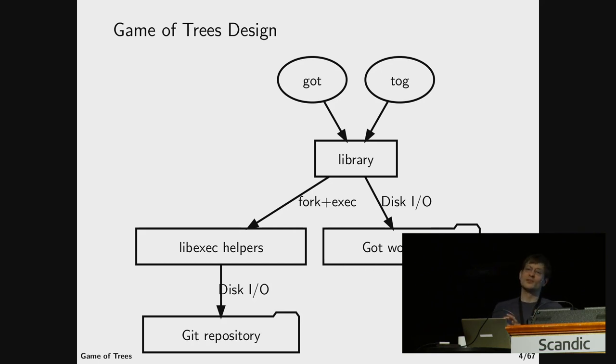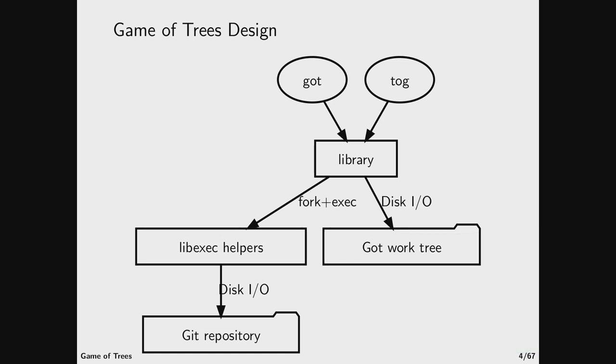Now, this is the overview of the general design. You have currently two front-end applications. One is the command line tool GOT, and the other one is a graphical and curses-based browser called TOG. And you have a library which contains most of the version control machinery you would expect. Like, you can handle objects, cache them. You have differences between objects. You have code to manage a work tree, and all sorts of stuff.